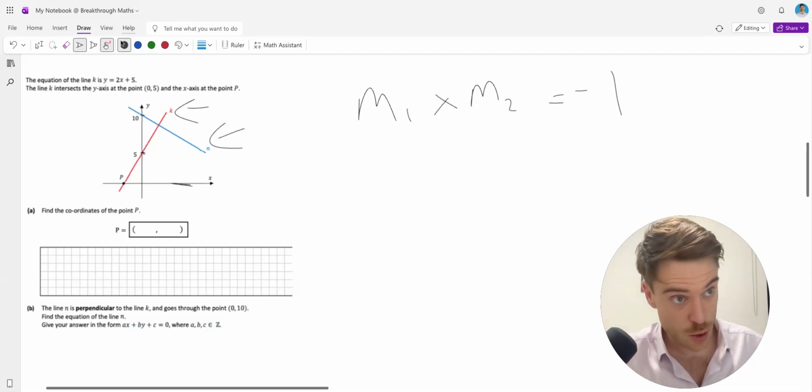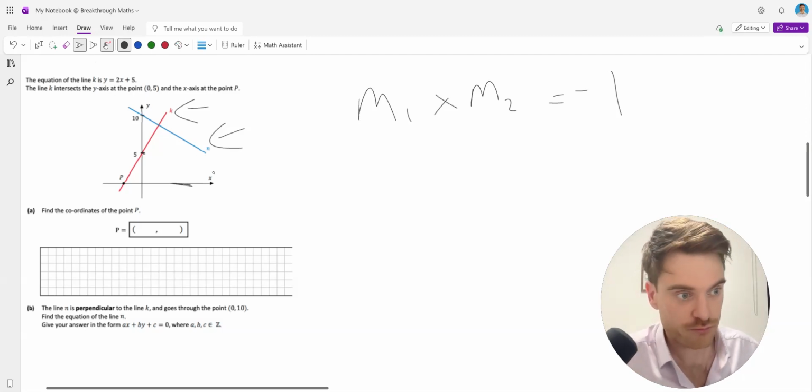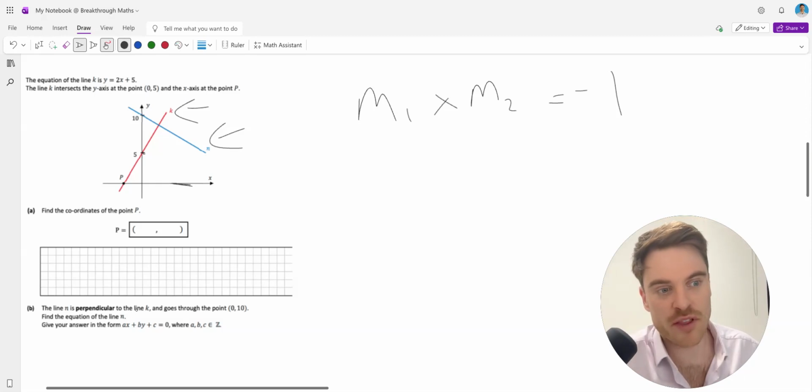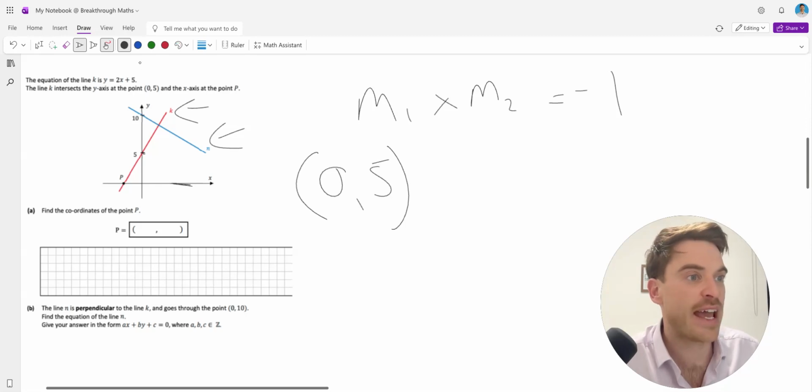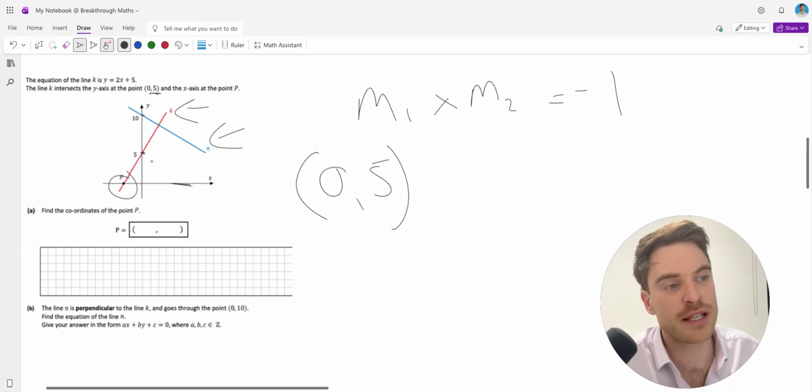So what's the slope of the line K? We can find that. We're looking for slopes, so you can find the slope of the line K. You have two points for the line K. You have (0, 5), which is one of the points on K. And we found the other point on the line K, sorry, it is the point P.